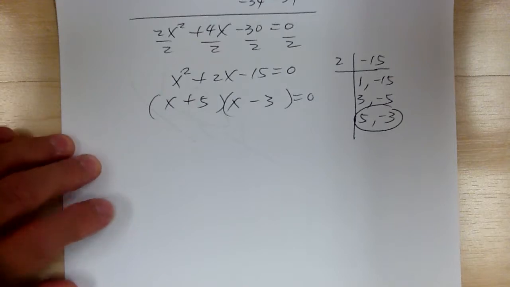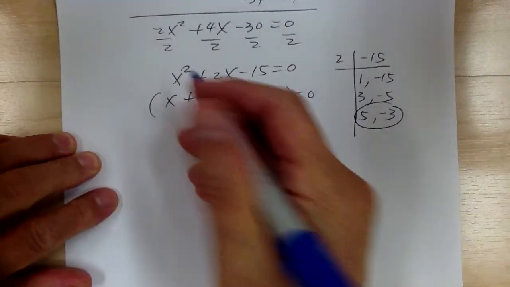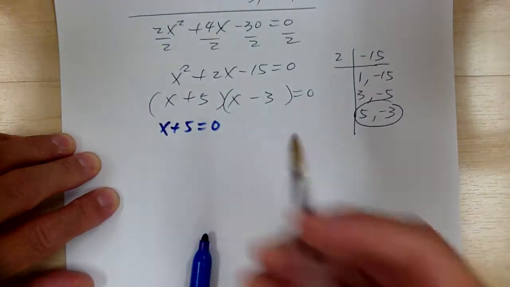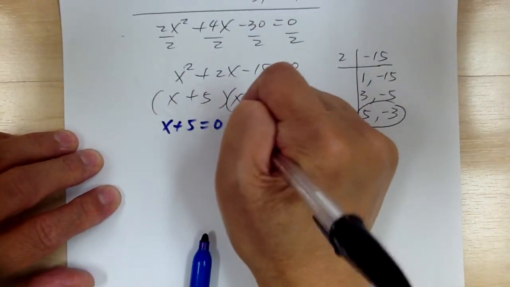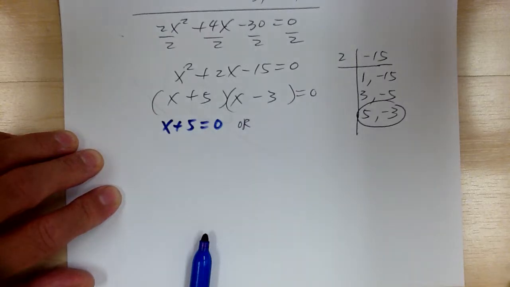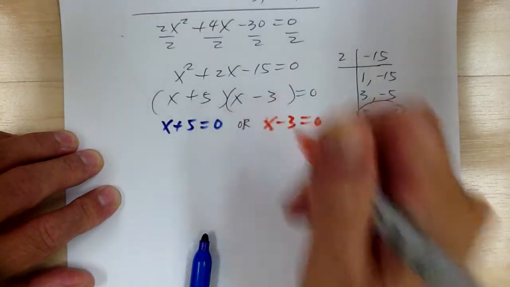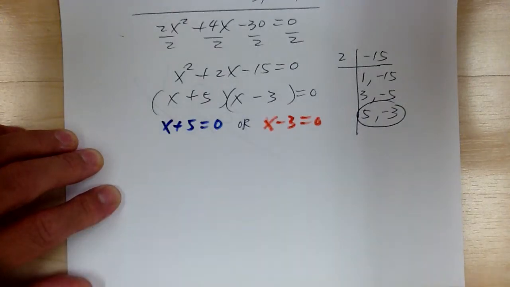Okay, so again, I'm going to separate this for you guys. So you're going to get x plus 5 equal to 0, or the orange one, you're going to get x minus 3 equal to 0. Okay, so now let's do the blue one first.